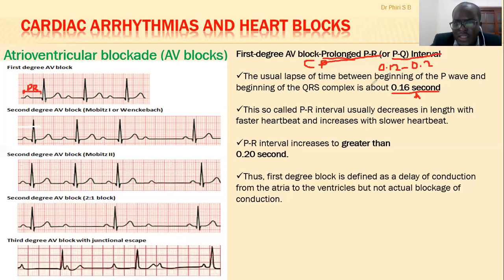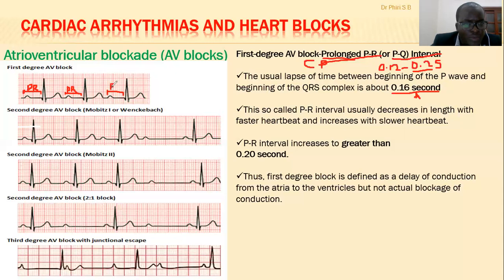Under normal circumstances, it's supposed to be 0.16, or maximum 0.2 seconds, or one big box. But you can see here it is prolonged. Then when you check here again, you have your P wave, the beginning of the P wave to the beginning of the QRS complex. Then you have your P wave here, the beginning of the P wave to the beginning of the QRS complex. So you can see that these PR intervals are prolonged, but they are also consistent.